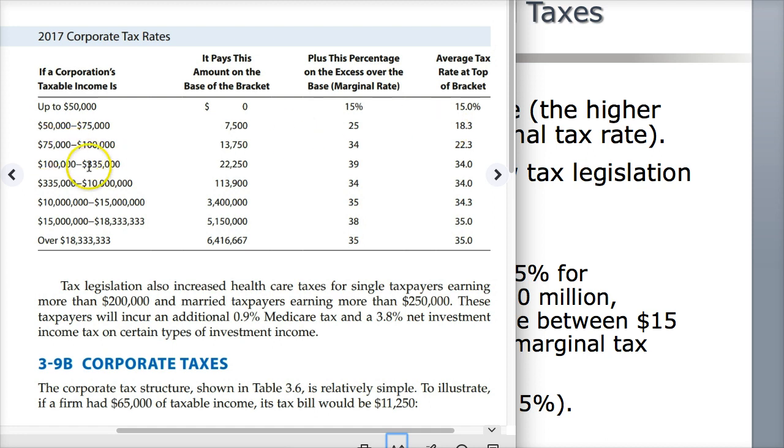So as the income goes up for a corporation, the rate of tax increases up until 335,000. Then it goes back down to 34%, up to 35%, then up to 38%, and anything over 18 million was capped at 35%. So this is the progressive rate for corporations.